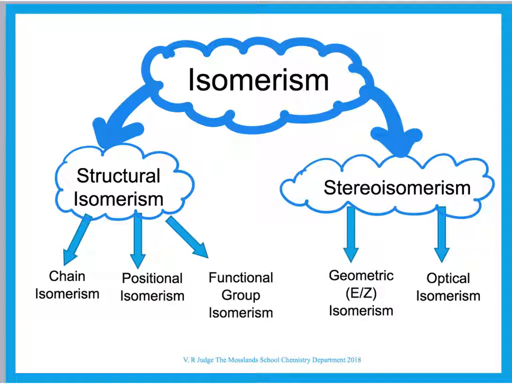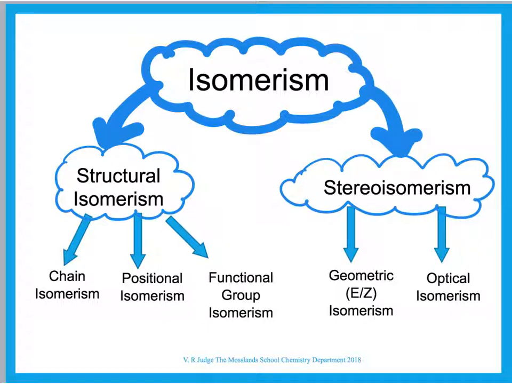Before we start, this might be quite a useful little graphic. The idea of isomerism is branched into different ideas and concepts. We've got this overarching umbrella term called isomerism, and that splits into two main types: structural isomerism and stereoisomerism, and each of those is split into different types. The types of structural are chain isomers, position isomers, and functional group isomers. Under stereoisomerism, we've got geometric isomers and optical isomers.